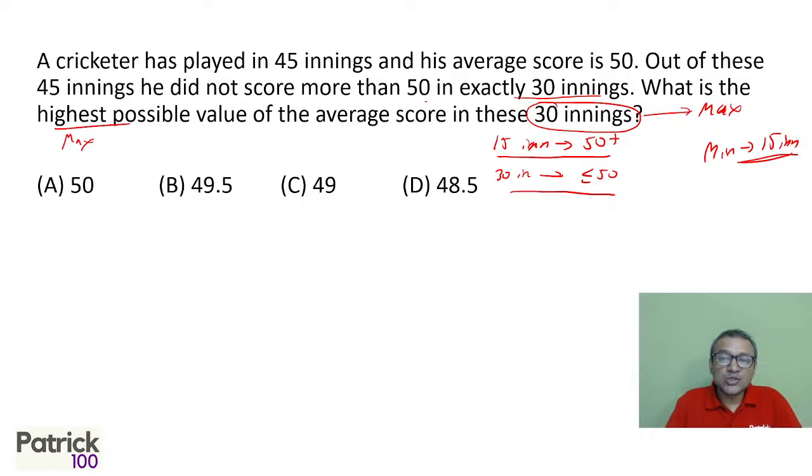Remember, in the 15 innings, he has to score more than 50. So automatically in the 30 innings, it will be less than 50, because it has to average out. Just trying to give you a hint. So automatically 50 is not possible. I'm just eliminating one of the options. The average of the 15 innings is more than 50, so the average of the 30 innings has to be less than 50. For the average to be 50, if one value is more than 50, the other has to be less than 50. Hope you understand that. If that is clear, you should also understand the average cannot be 50.